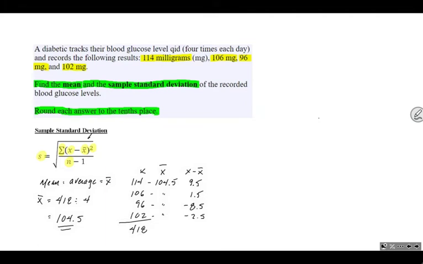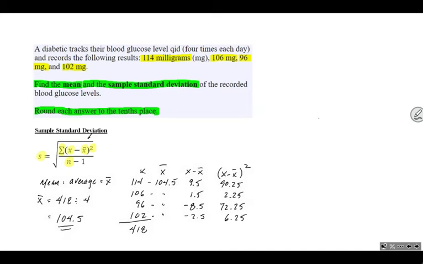Now, we want all of our values to be positive, and one way to make them positive is to square them, and then we could take the square root again, and that's what's going to happen here. So we want x minus x bar squared in our next column. So we're going to take the square of 9.5 and we get 90.25. The square of 1.5 is 2.25. The square of negative 8.5 is a positive 72.25. And the square of negative 2.5 is 6.25.